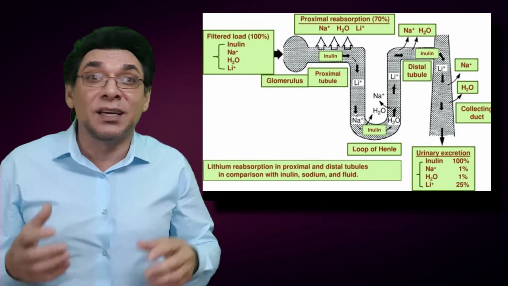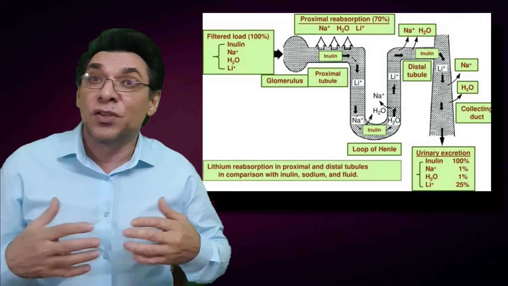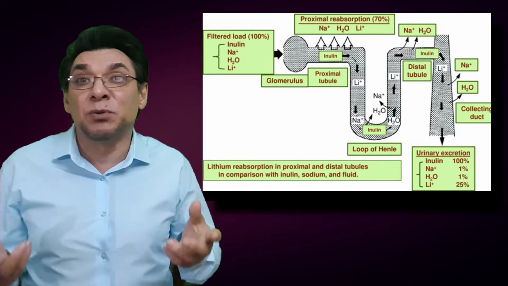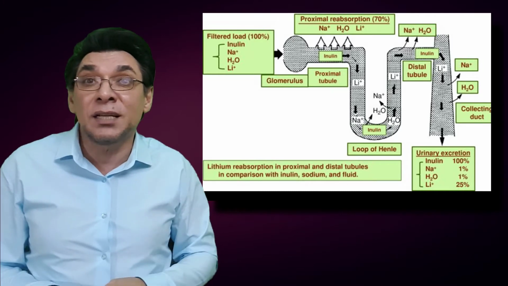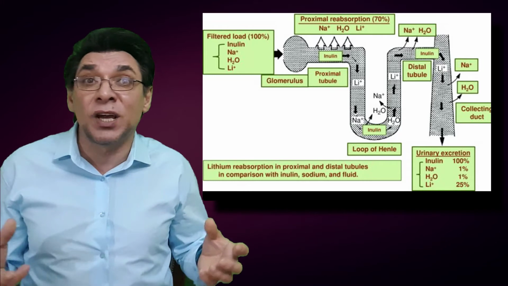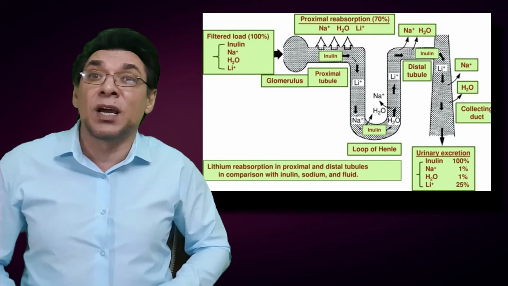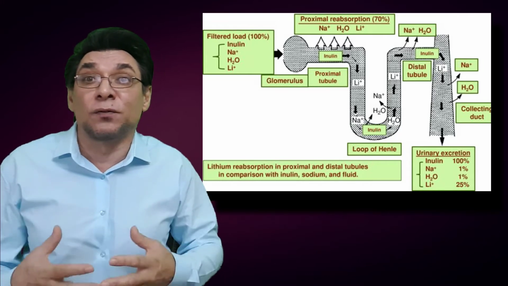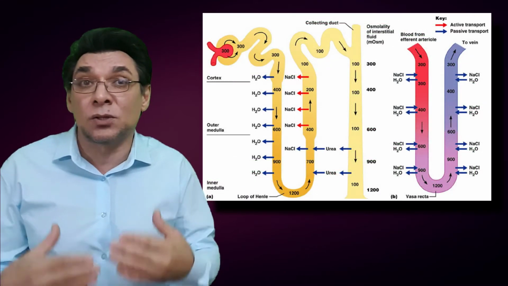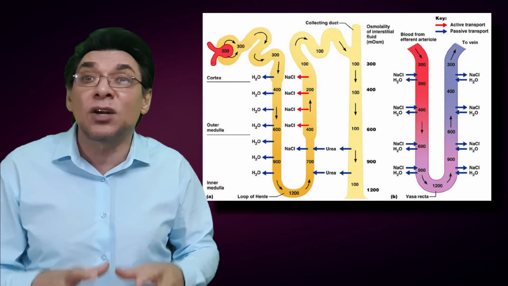By the time the filtrate has passed through the descending limb, another 15% of filtrate volume has been reabsorbed, and the filtrate is as concentrated as the interstitial fluid of the medulla. The reabsorbed water and solutes enter the vasa recta.